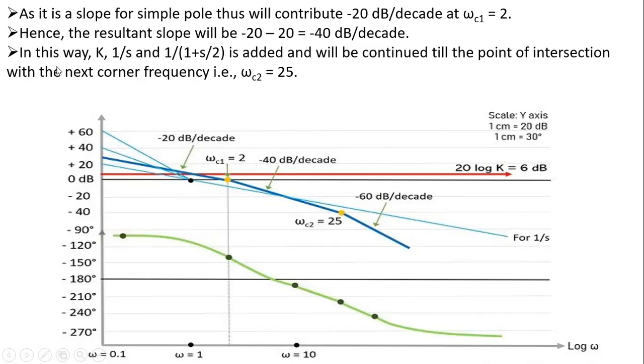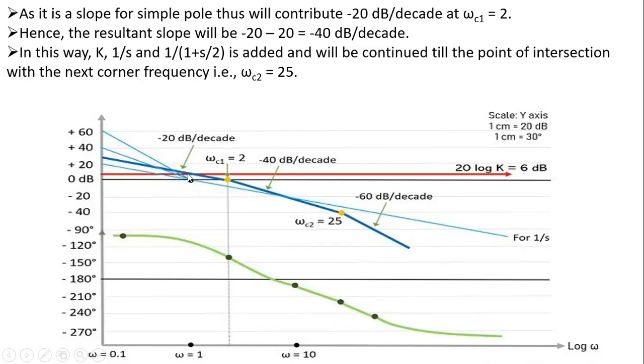Okay, so in this way, k is equal to 1 by s, and 1 by s plus 1 plus s by 2 is added, and will be continued till the point of intersection with the next corner frequency. So the next corner frequency, omega C2, is 25. And after this, it is drawn at minus 60 decibels per decade. So this is exactly what we need to understand for drawing the Bode plot, and that's the meaning of the corner frequency.